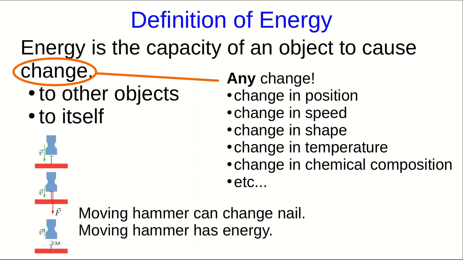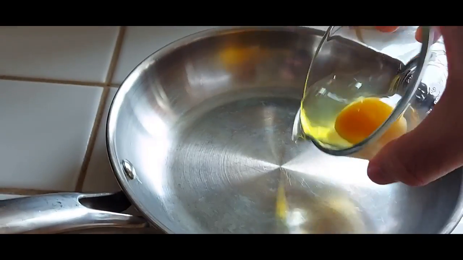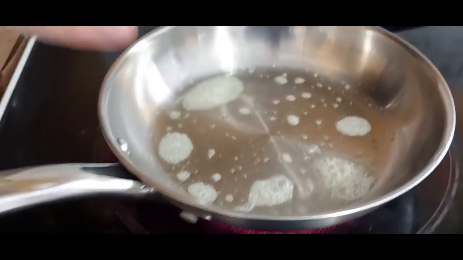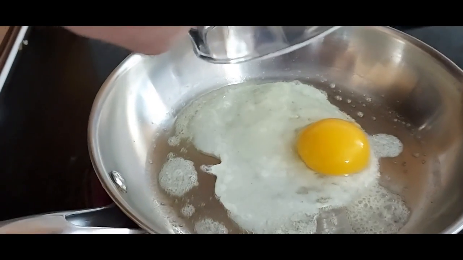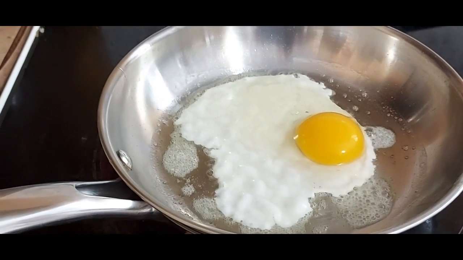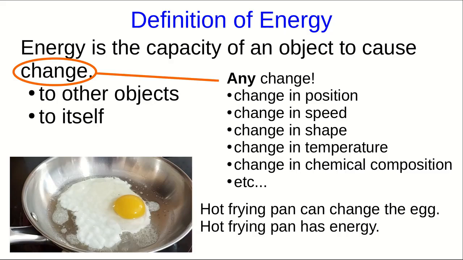And so, for example, in our situation where we were hammering the nail, the moving hammer was able to change the position of the nail. It drove it farther into the wood. Also, you will know if you've ever touched a nail after hammering it, the nail will have warmed up. Also, think about an egg in a frying pan. If you put an egg into a cool frying pan, it'll just sit there without changing. But if you put it into a hot pan, it's going to start changing very obviously. In particular, the first thing you'll notice is the white of the egg going from clear to white. And so a hot frying pan can change the egg, or in other words, a hot frying pan has more energy than a cool frying pan.